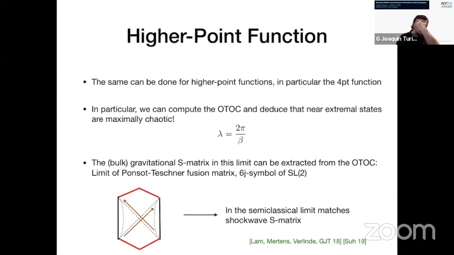And this is interesting because this justifies a little better. So there was an argument of Roberts and Stanford saying that if you have a twist gap, then the theory is maximally chaotic, but that argument was not completely rigorous. And I think this one is a little bit more rigorous because they look at general states, but if you look at near extremal states, you have an extra parameter, which is the angular momentum that, when you look at the details, makes things more under control. But okay, and this is related to the gravitational S matrix in the bulk.